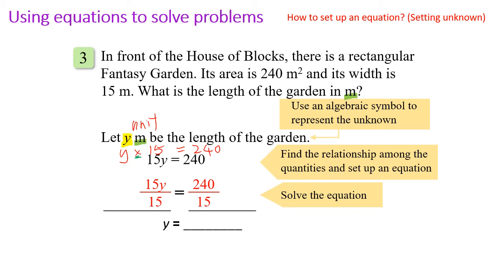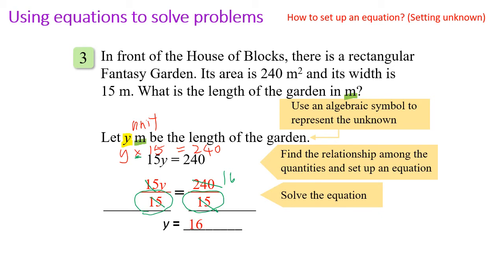So when you want to take away from each side, you have to use division. The division here is 15y divided by 15 equals 240 divided by 15. Don't forget, if you divide by 15 on the left hand side, you have to do the same thing on the right hand side, divided by 15. So you can simplify your answer and then you get the final answer, y is equal to 16.